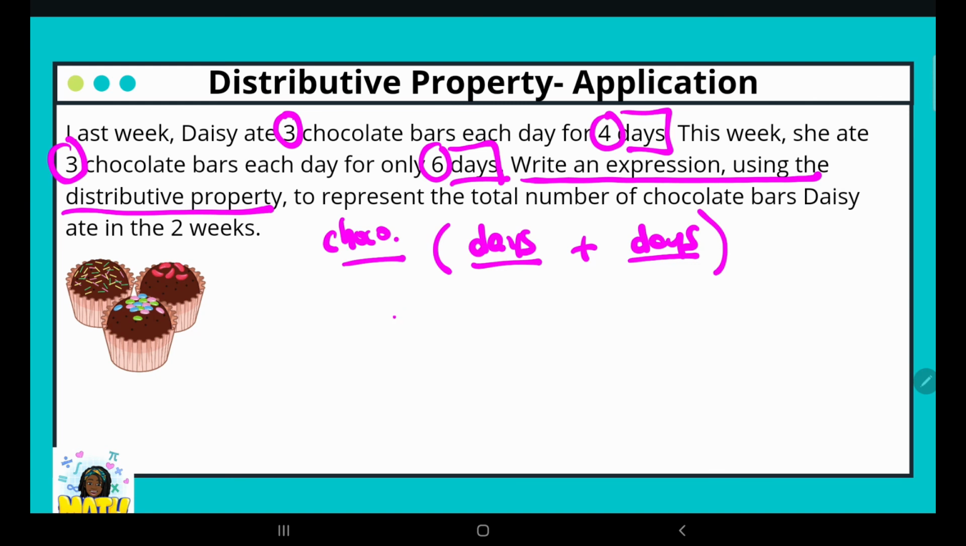So when I plug that in, I have 3 on the outside, and then I have 4 plus 6 on the inside. It did not ask me to solve. It just said to write an expression using the distributive property, and that's exactly what I did here, so I am finished. So my final answer is 3 parentheses 4 plus 6 close parentheses.